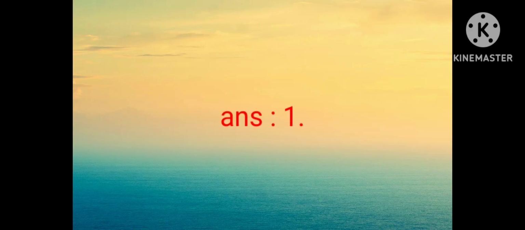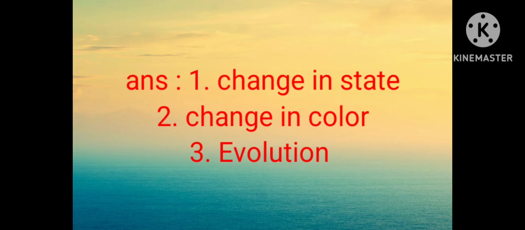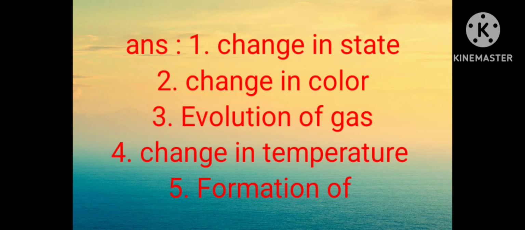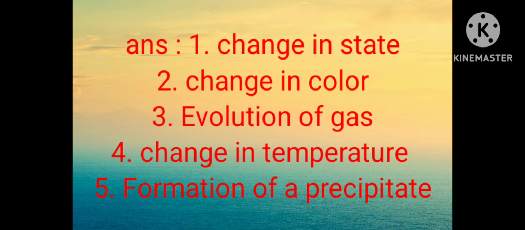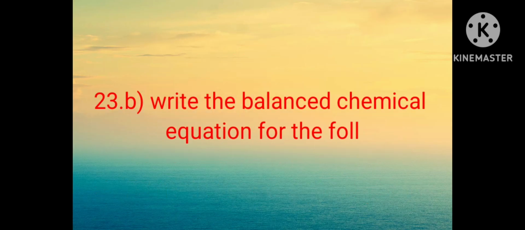List the changes that take place during a chemical reaction. Answer: change in state, change in color, evolution of gas, change in temperature, and the last one is formation of precipitate are the changes that take place in a chemical reaction.